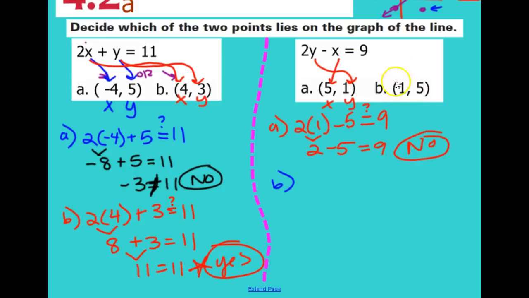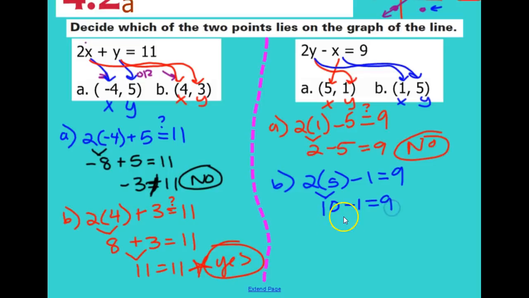You can't just assume point B works because they might both be no. So it says 2 times y, and y is 5, x, y, alphabetical order, remember. And then minus x, which is 1. Is that going to equal 9? Well, 2 times 5 is 10. And 10 minus 1, yep, 9. 9 is equal to 9. So yes, the second point worked. You will have a couple like that on your homework.